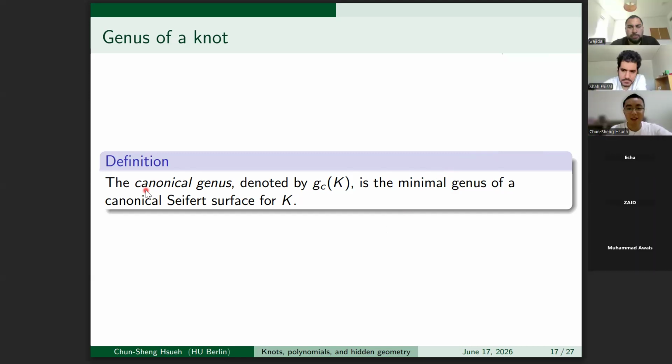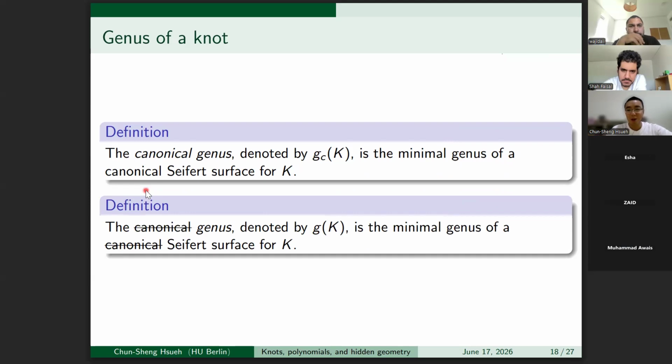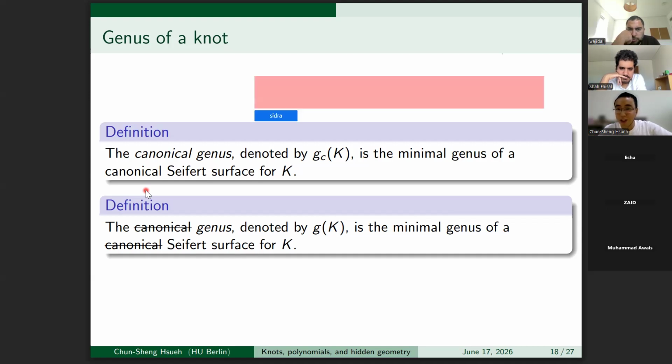Okay, and one could also ask, is the adjective canonical actually redundant or not? One can similarly define the genus to be the minimal genus of all Seifert surfaces. So the question is, are these two notions the same or not? And I would say it's very surprising that actually these two notions are different.